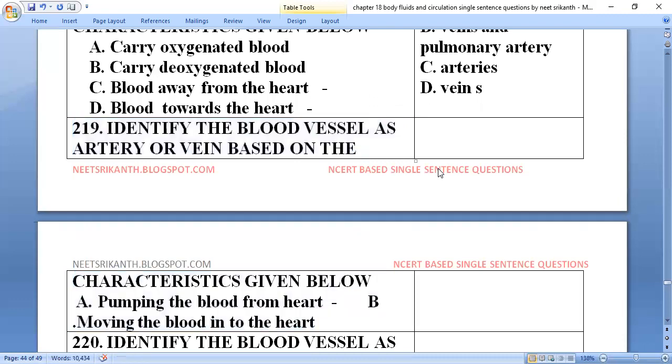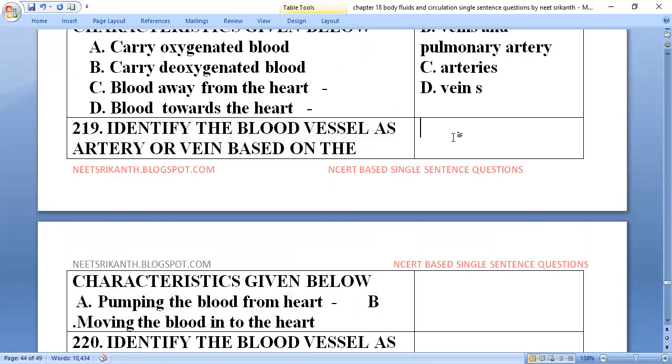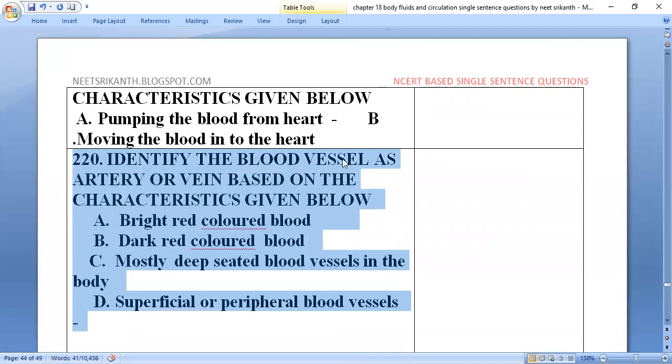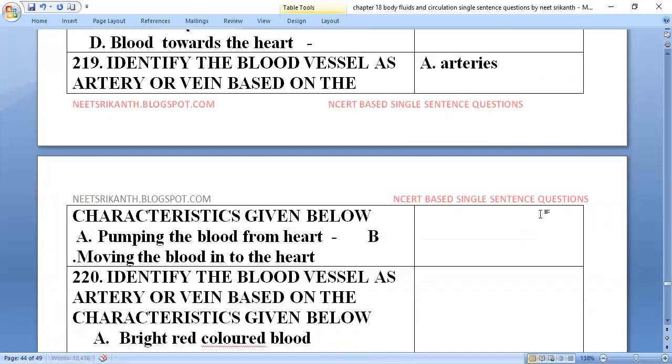Identify the blood vessel as artery or vein based on the characteristic given below. Pumping the blood from the heart: again, we have to say that arteries are pumping, no exception at all. All arteries are pumping only. And moving the blood into the heart: veins, we can say.